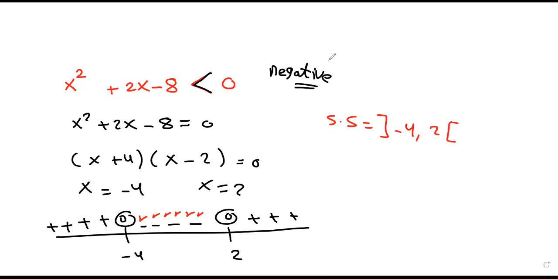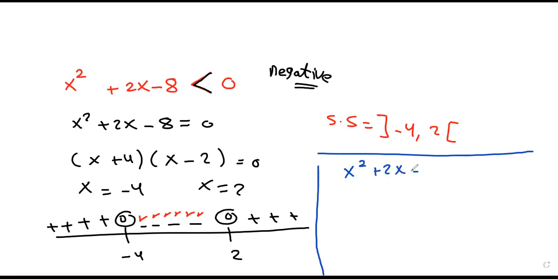open. You know, if I have the same question, x squared plus 2x minus 8 less than or equal to 0, in this case we will take the negative and we will take 0. So we'll take the negative and we'll take the zeros of the expression. So in this case, the solution set will be the closed interval minus 4 to 2.